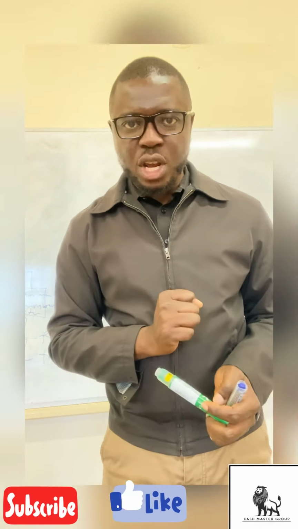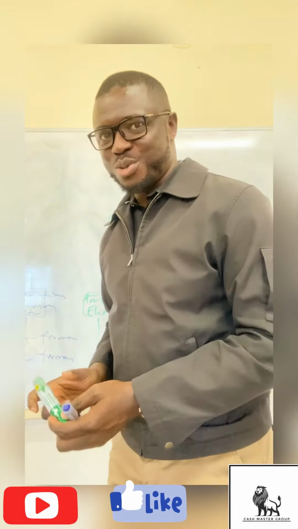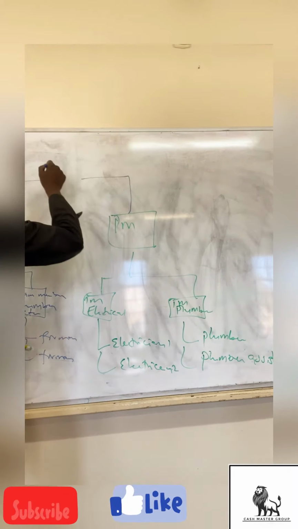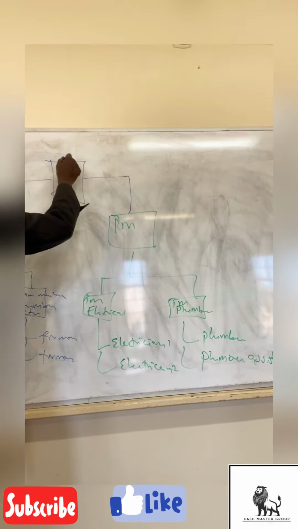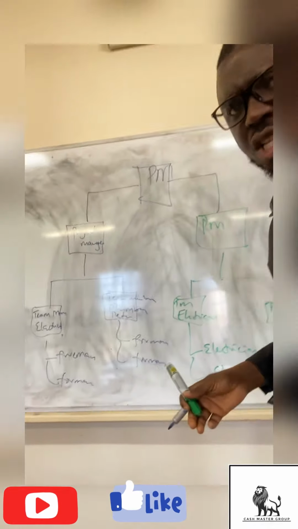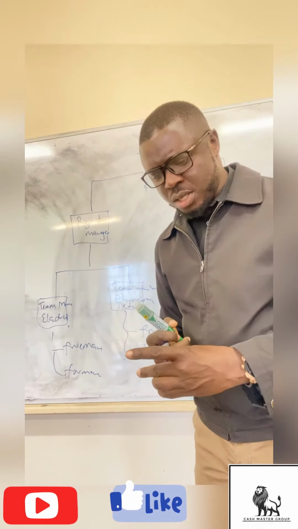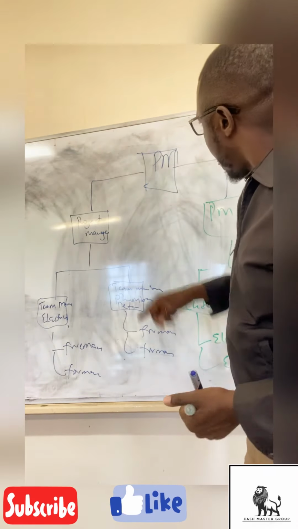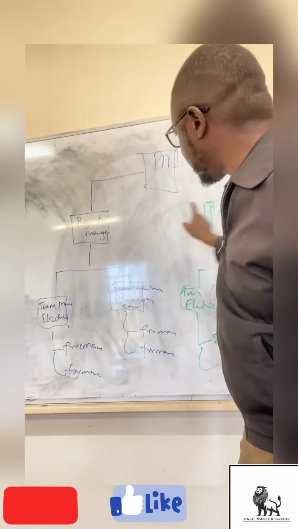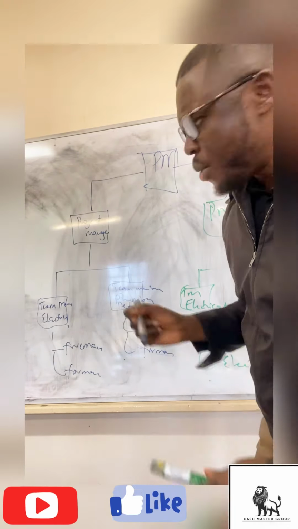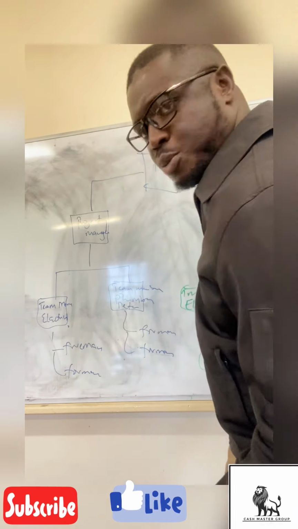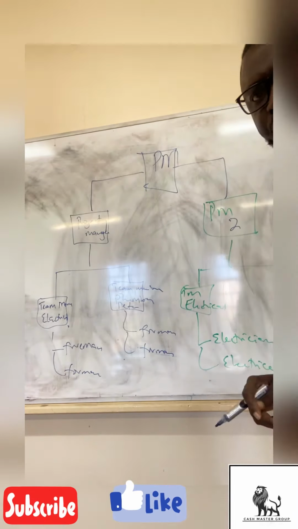Now, I'll make it very easy for you. Look at what I'm going to do now. What have I done here? I have just linked both structures together. Now, this is the project manager at the top. But what will I do now? I'm going to say this is project manager 1. This is project manager 2.